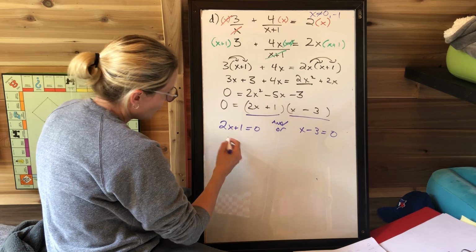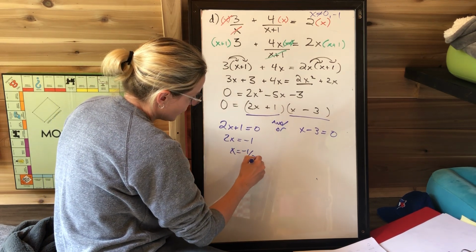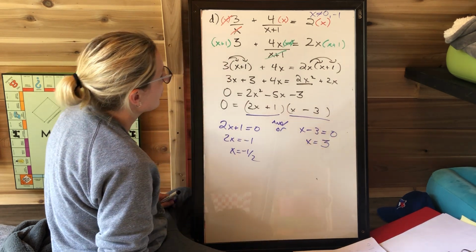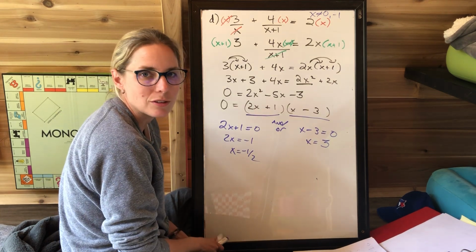Okay, so when we solve this, 2x equals negative 1. I obviously don't have to go over that. X equals negative 1/2 on this one. X equals 3. Okay, so clear as day, this is not a difficult lesson at all.